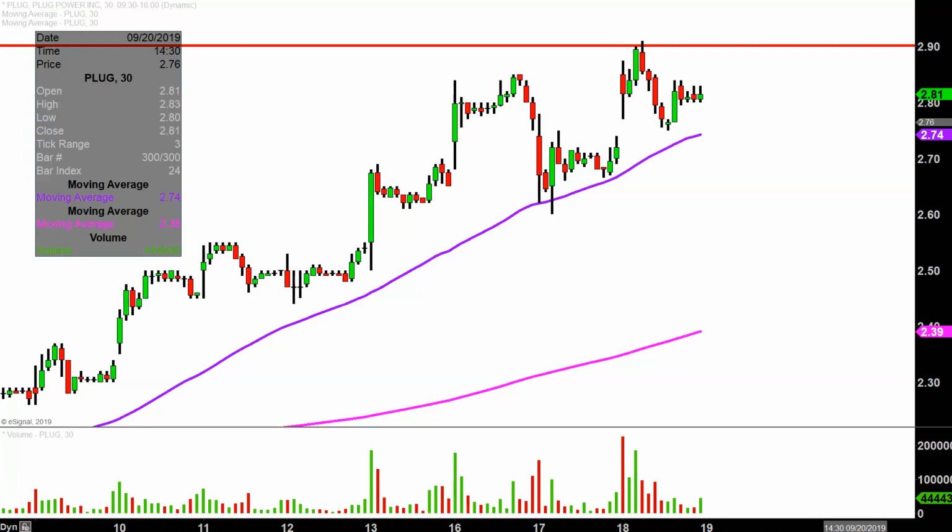So overall, the chart looks great. The trend remains intact. And as long as the price keeps building those higher bases, that's what you want to see.